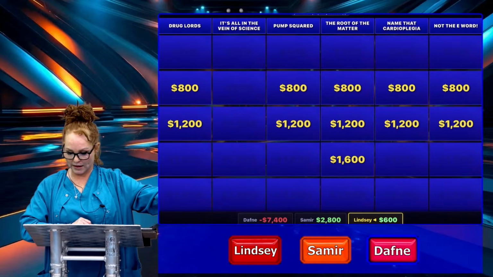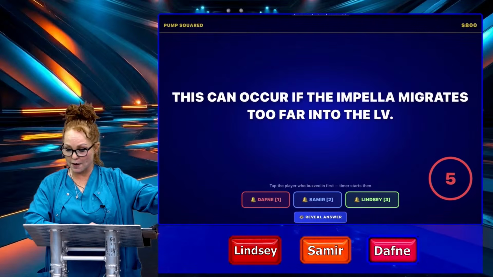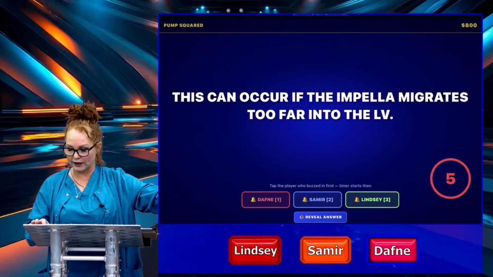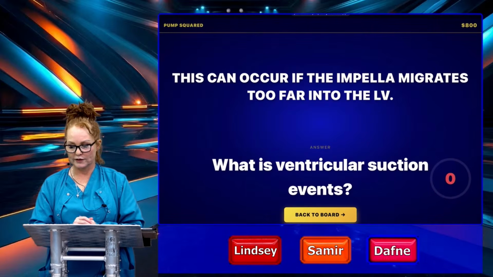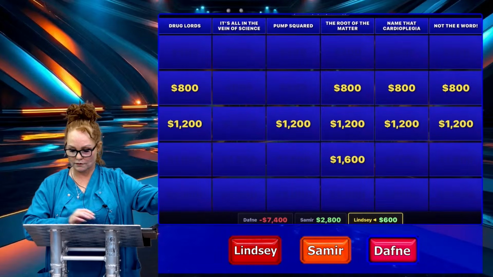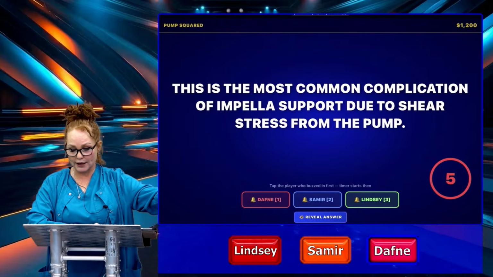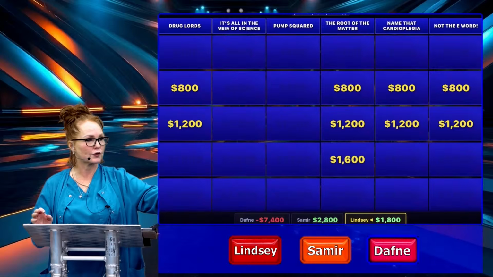Control of the board. Let's do Pump Squared 800. This can occur if the Impella migrates too far into the LV. No one? What is ventricular suction events? Lindsay, still control. Okay, let's do Pump Squared 1200. This is the most common complication of Impella support due to shear stress from the pump. Lindsay, what is hemolysis? Correct. Good job, Lindsay. You have control of the board.